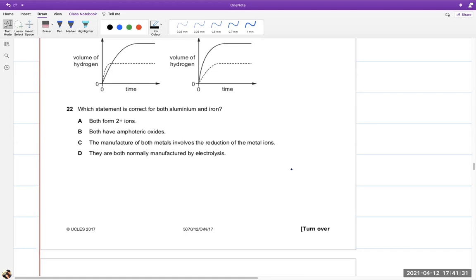The manufacture of both metals involves reduction of metal ions. Every metal in the world is made through reduction except precious metals. If you're getting a pure metal out in the wild, that's fine, you don't need to reduce it. But you will be reducing any metal ion that you get in nature. So yeah, this is true.